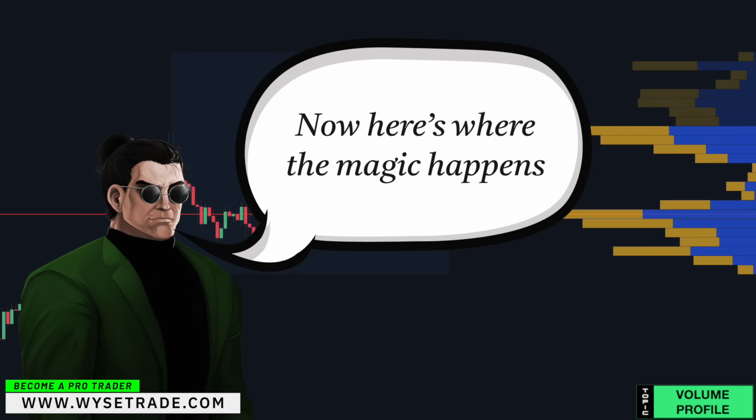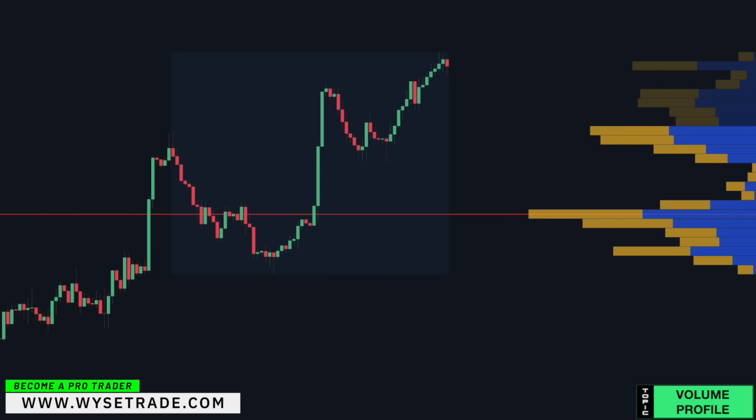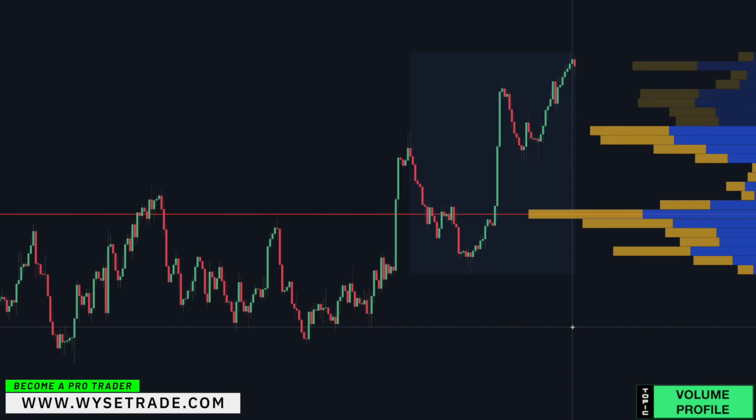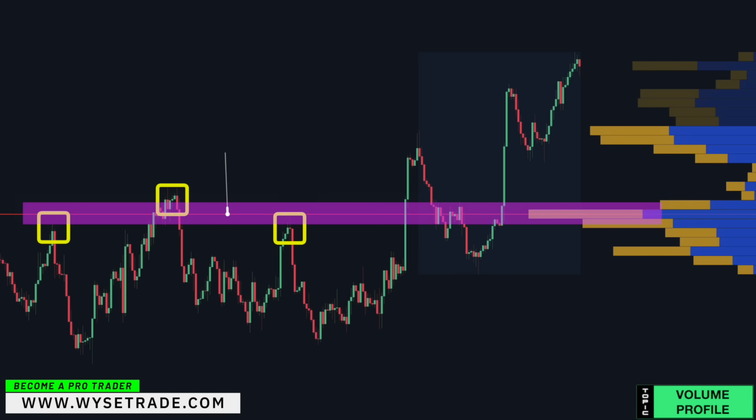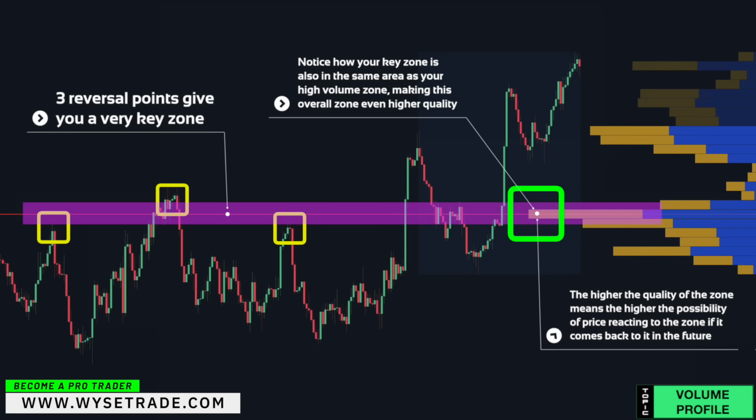Now, here's where the magic happens. You want to pair areas of high volume with key levels. So if you zoom out, notice these three very key reversal points that give you a key level. And they are also in the same area of your high volume zone, making this overall zone here even higher quality. The higher the quality of the zone means the higher the possibility of price reacting to the zone if it comes back to it in the future.